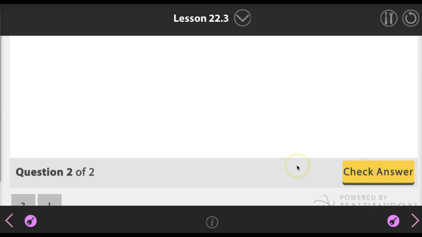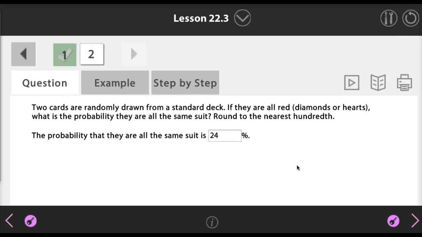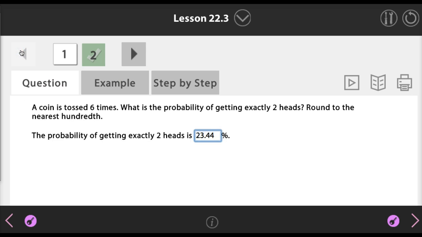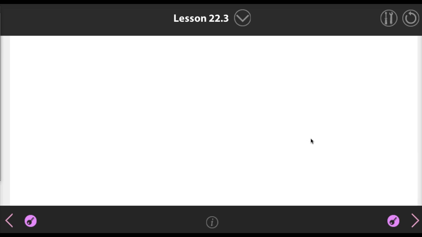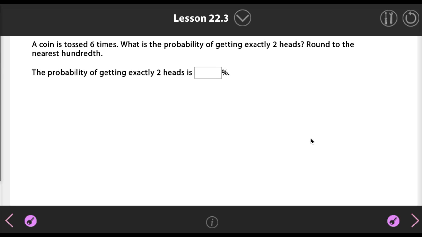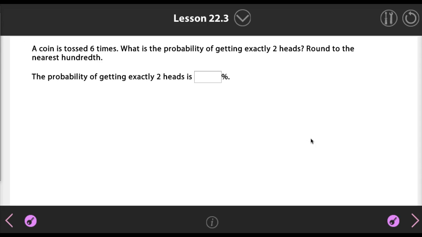How come I can't go to the next one? I already checked my answer. I'm going to go to the next question. Oh, I actually did the second question first. I didn't know that. Oh, well, so there you go. Oh, no, I already put the answer there. Okay, now I got rid of it. I want you to go ahead and copy this question. Okay.